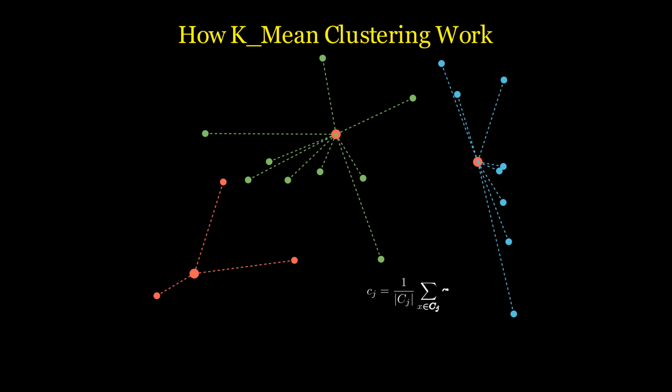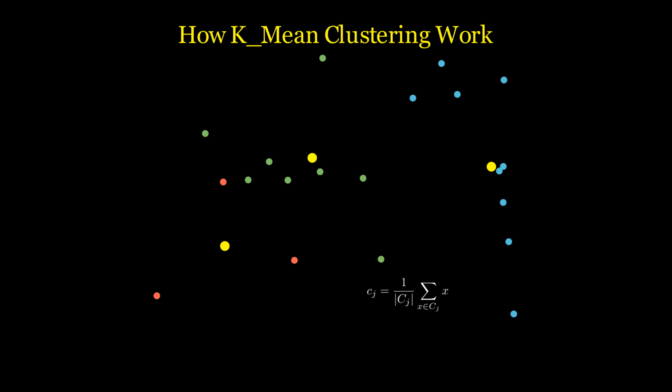Update the centroids by computing the mean of all points assigned to each cluster. The new centroid is calculated using the formula Cj equals 1 divided by the number of points in cluster Cj, multiplied by the sum of all points in that cluster. Repeat the assignment and update steps until the centroids stop changing significantly or a maximum number of iterations is reached.